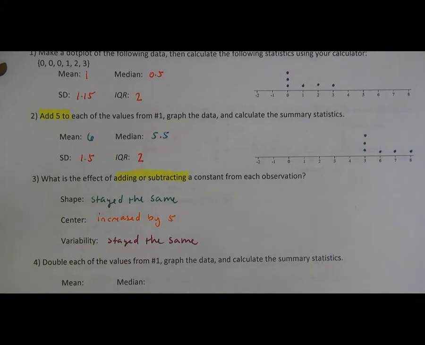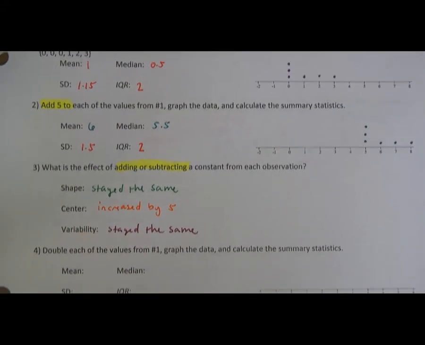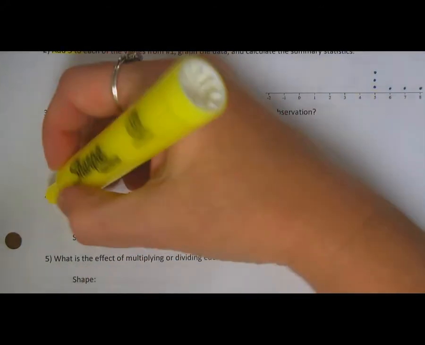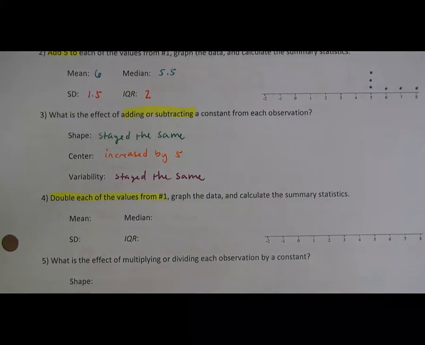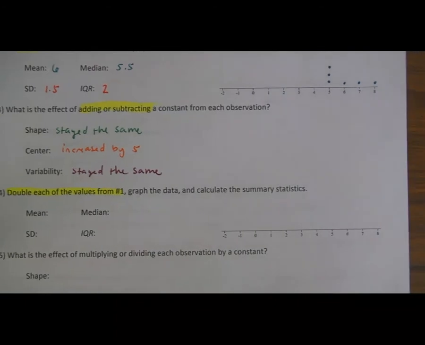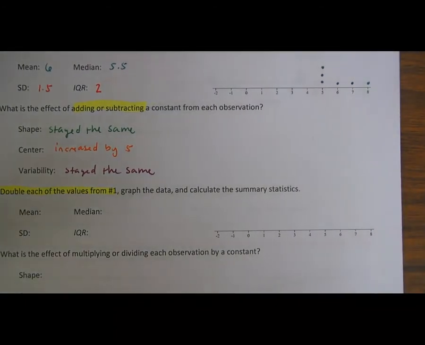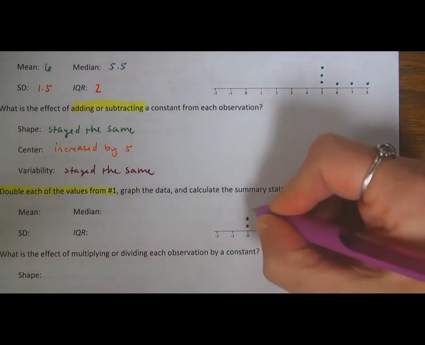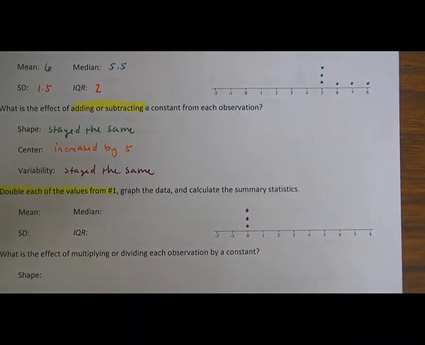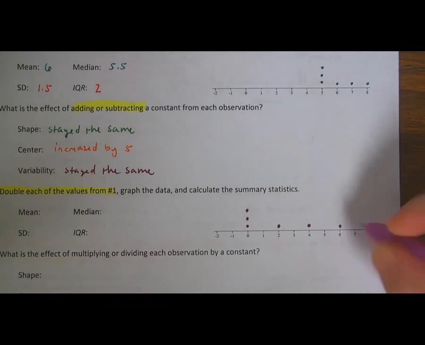All right, now what we're going to do, so we covered our addition and subtraction rules. Let's try doubling all of the values from number 1. So those original ones at the top of the page, 0, 0, 0, 1, 2, 3. Let's double them. A different way of saying that is multiply them by 2. So let's graph that dot plot. 0 times 2 is still 0. 0, 0. 1 times 2 is 2. 2 times 2 is 4. And if I double that last value, it's 6.